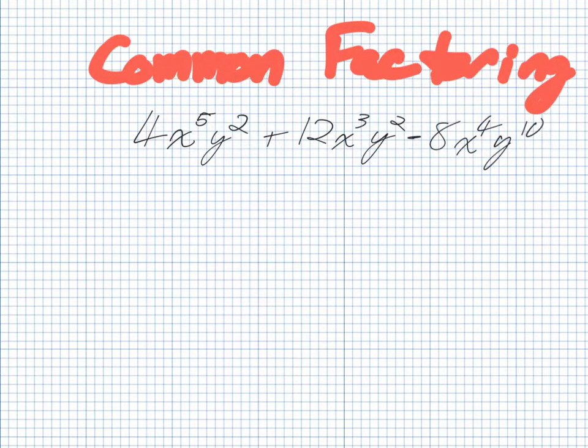Okay, so now we have 1, 2, 3 terms, and the subtraction and addition is what separates terms. Technically, this is 4 multiplied. Multiplication and division, they don't separate terms.